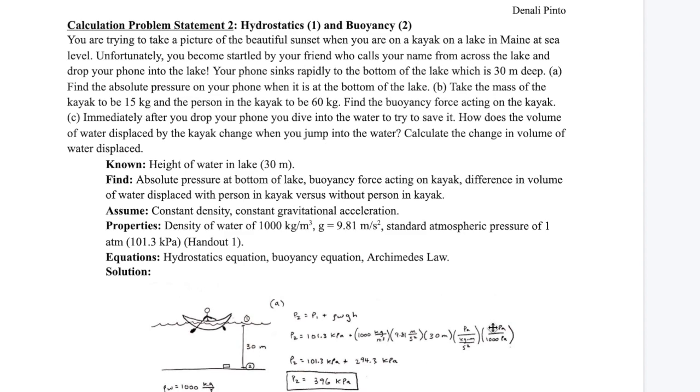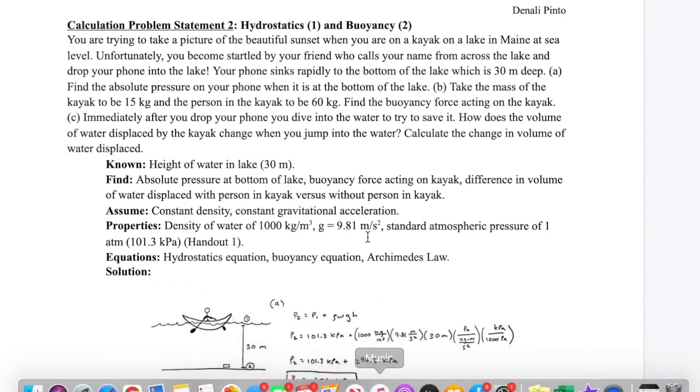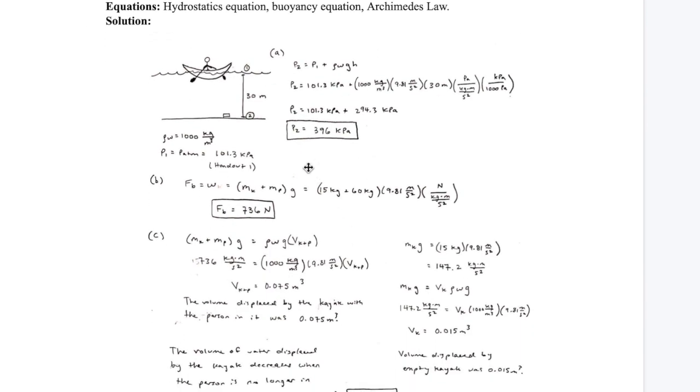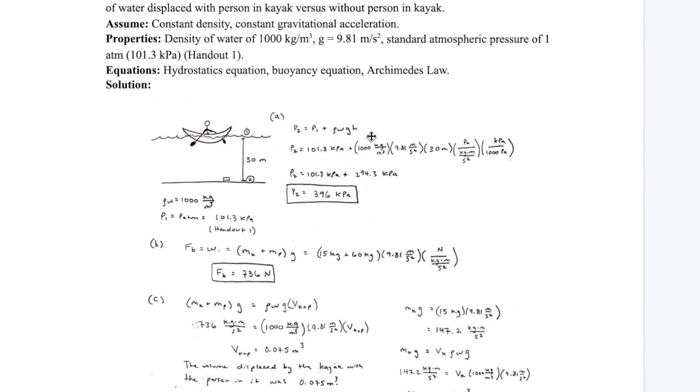Denali's number 2, which includes hydrostatics, which is topic 1, and buoyancy, topic 2. So in this problem, part A, you drop your phone to the bottom of the lake and want to find the absolute pressure on it at the bottom of the lake. So you just use the hydrostatics equation, which is that P2 equals P1 plus rho g h. P1 is just atmospheric, which is standard atmospheric pressure of 1 atm or 101.3 kPa.